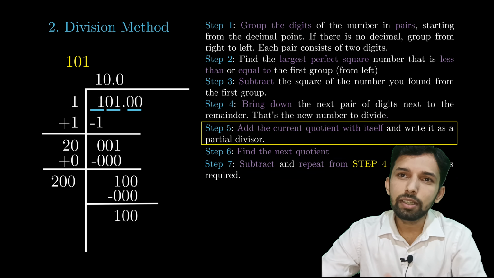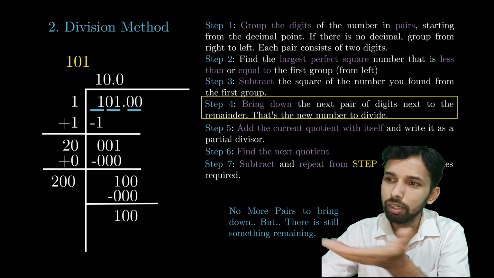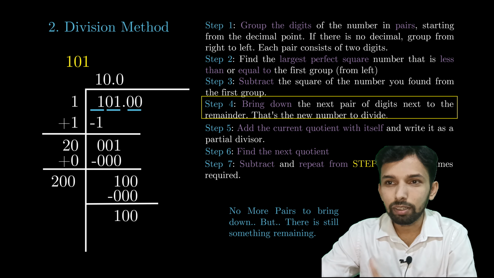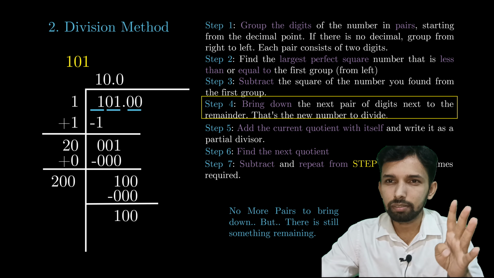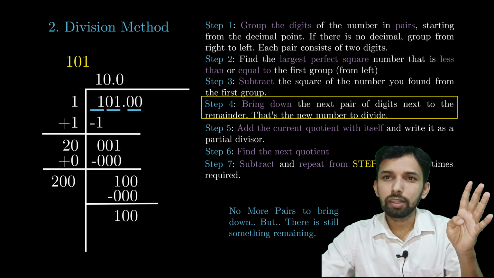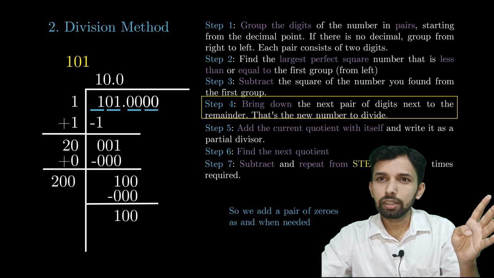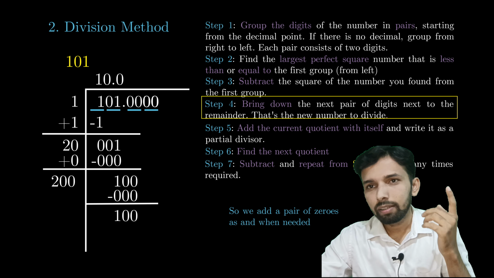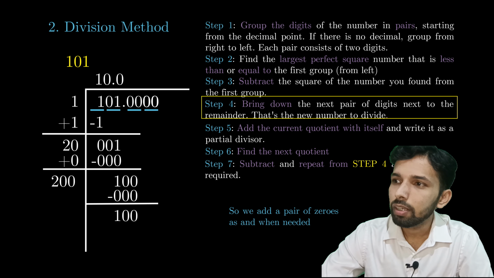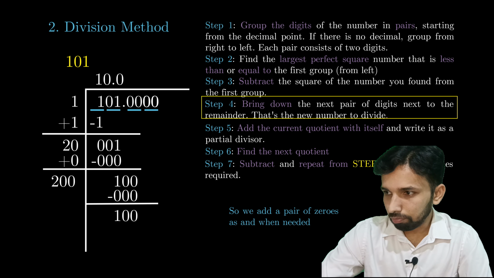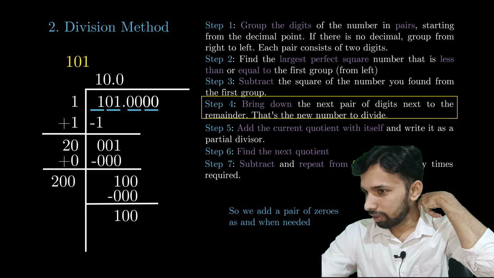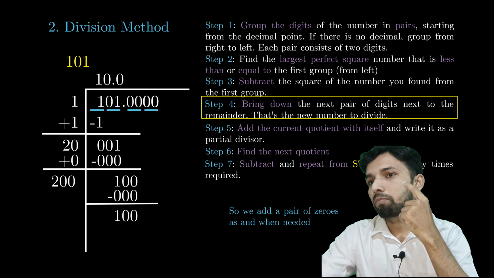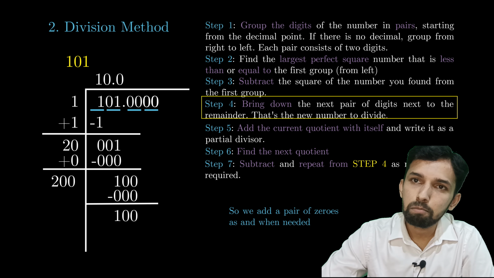200 times 0 is 0. So 100 minus 0 is 100. Now this time we are going to have 4 digits. Can you imagine the number 101 having the calculation including 4-digit numbers? This is why I have taken this number. So we add the pair of zeros as and when needed. I have added one more pair again.